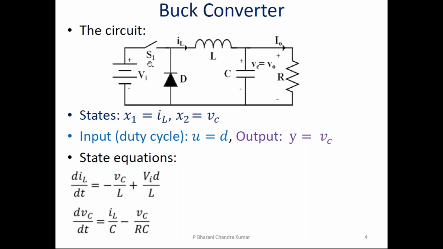Once the switch is on, the current will flow something like this. When the switch is off, that means it is an open circuit, so whatever current is stored in this inductor will freewheel through this diode. That's why it is called a freewheeling diode.